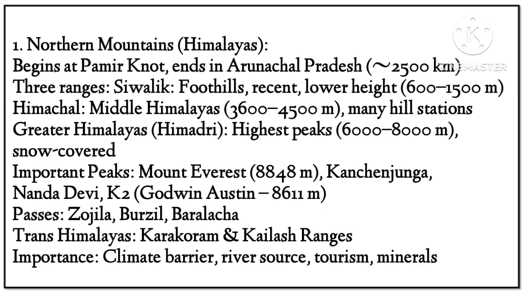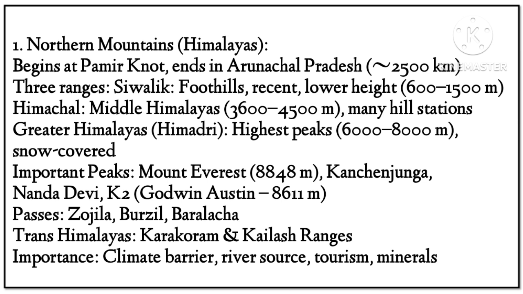Northern mountains, the Himalayas. They begin at the Pamir Knot and end in Arunachal Pradesh, about 2,500 kilometers. There are 3 ranges. Shivalik, the foothills, is recent and lower, 600 to 1,500 meters. Himachal, the middle Himalayas, 3,500 to 4,500 meters, has many hill stations. The Greater Himalayas, known as the Himadri, have the highest peaks, 6,000 to 8,000 meters, snow covered.